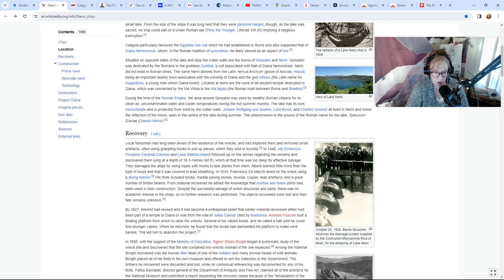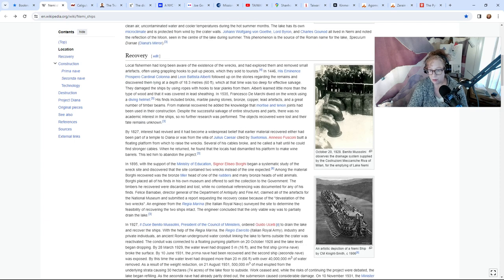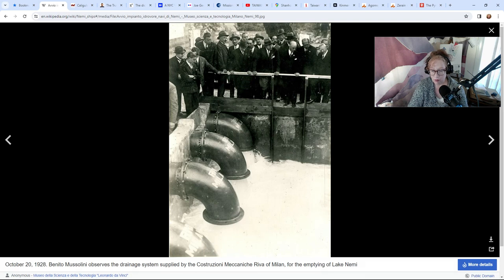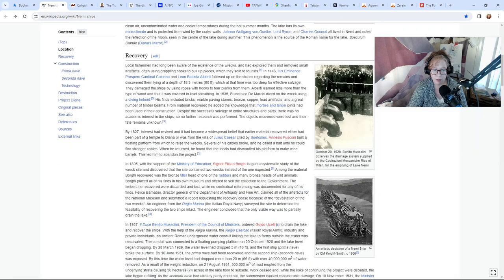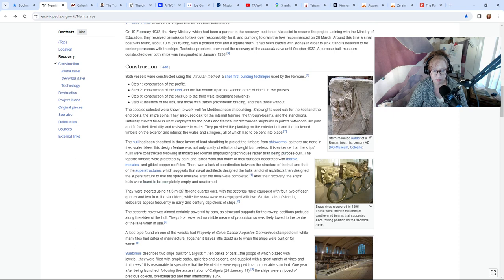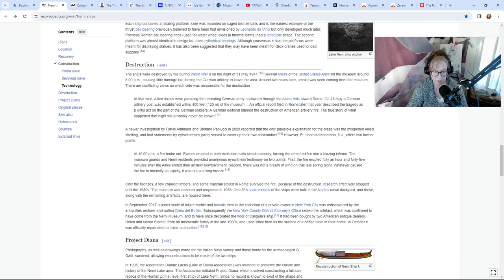Local fishermen had long been aware of the existence of the wrecks. This is before they were completely unearthed, and they had explored them and removed small artifacts, often using grappling hooks to pull up pieces, which they sold to tourists. But then what happened is Mussolini was like, yeah, those ships, they're historic. They should be celebrated. We should be talking about them more. You know, they belong to Italy. It's Italian history. So he literally drained the entire lake to get to these barges. Let me get to that part.